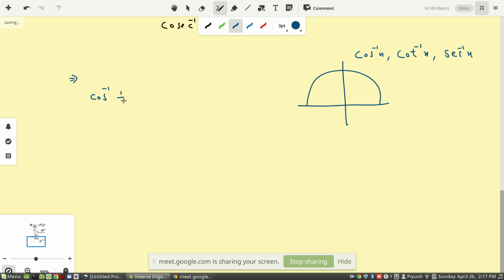Now first of all we'll see an example. Cos inverse of 1 by 2, we have already seen that value is 60 degrees. Now the question is what happens when we put a negative here. Let's see, minus 1 by 2. For what value of theta is cos theta negative half? If you remember the first class, we saw what angle we have to take so that the value will be minus half.